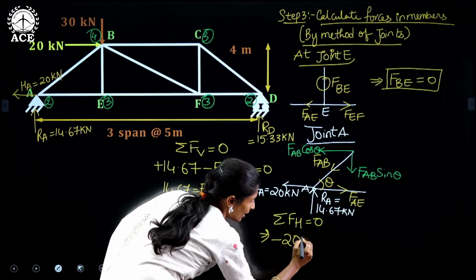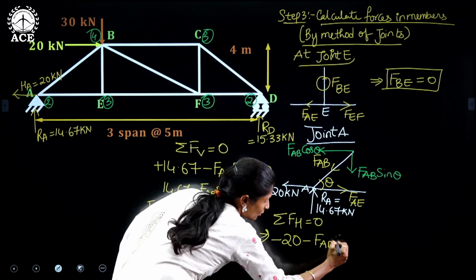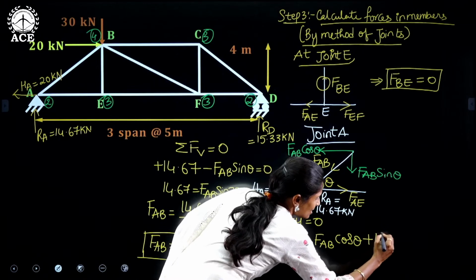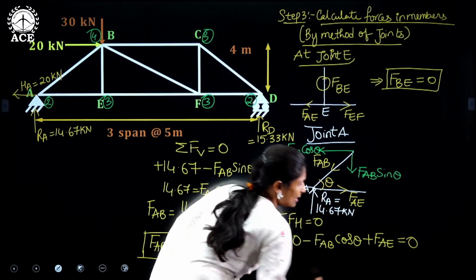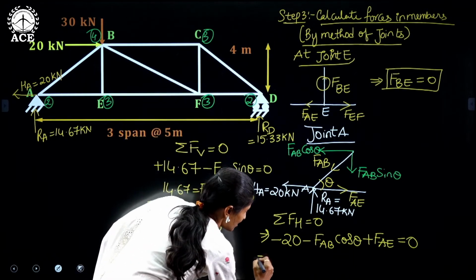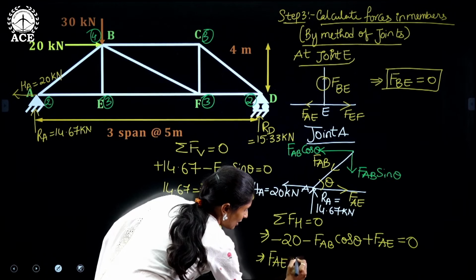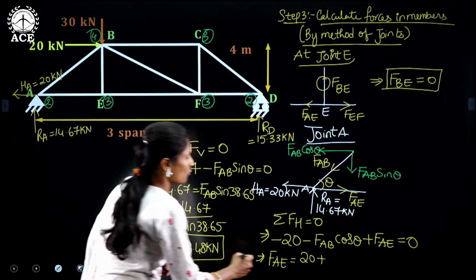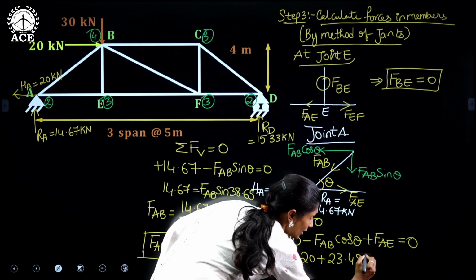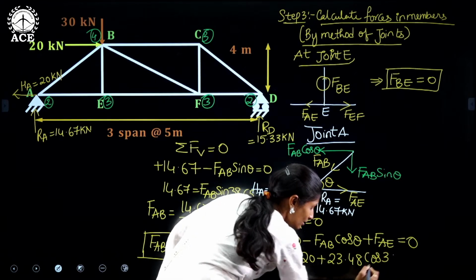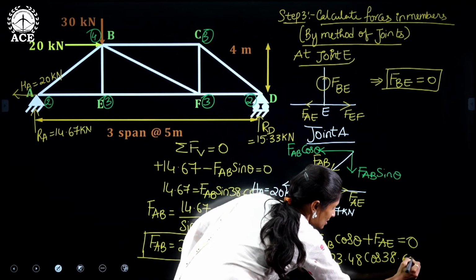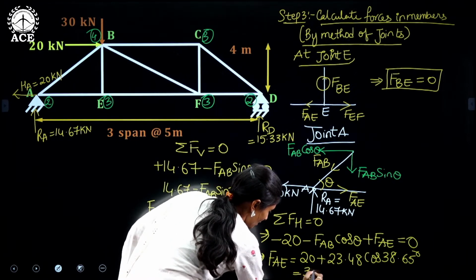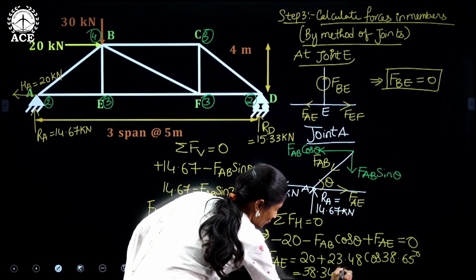So they have to be negative while writing. Minus 20 minus FAB cos theta, and FAE is acting in the opposite direction. So plus FAE equals to 0. So we can write directly as FAE equals to 20 plus, how much is the FAB we got? 23.48. 23.48 cos 38.65 degrees. And if you solve, you will get this as 38.34 kilonewtons.